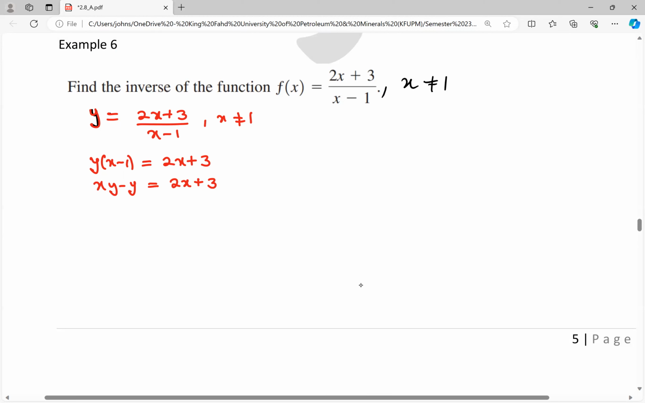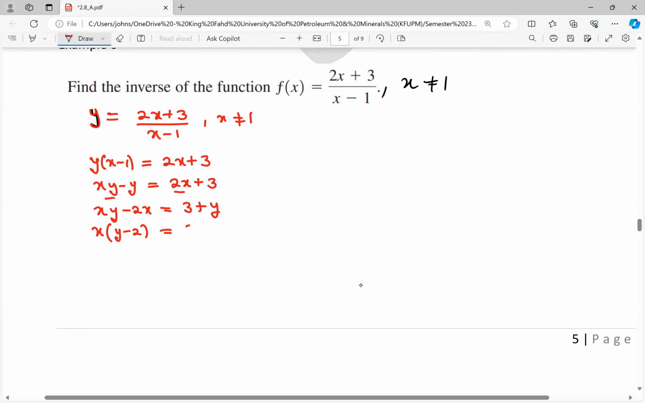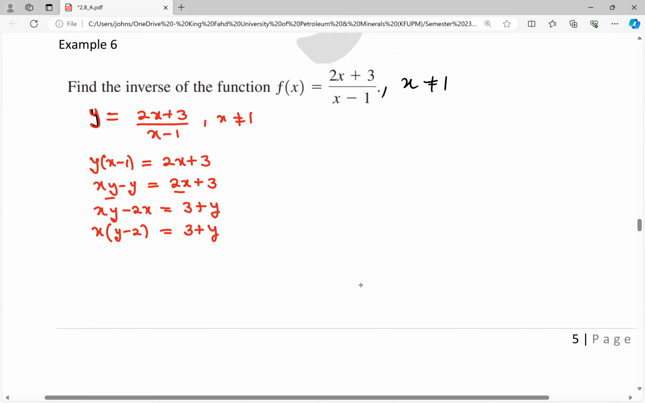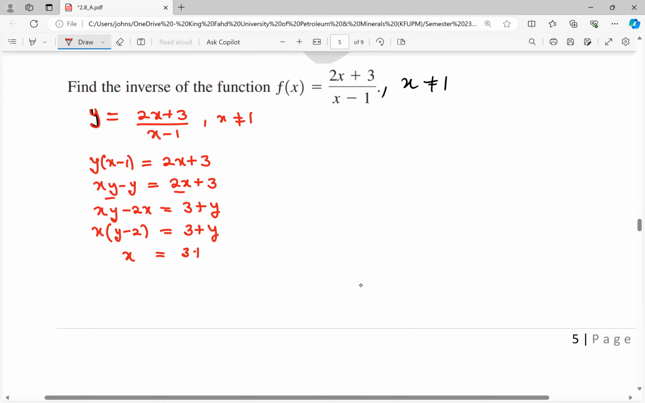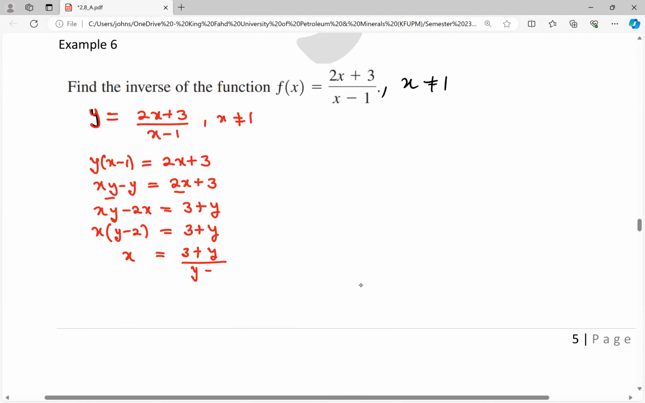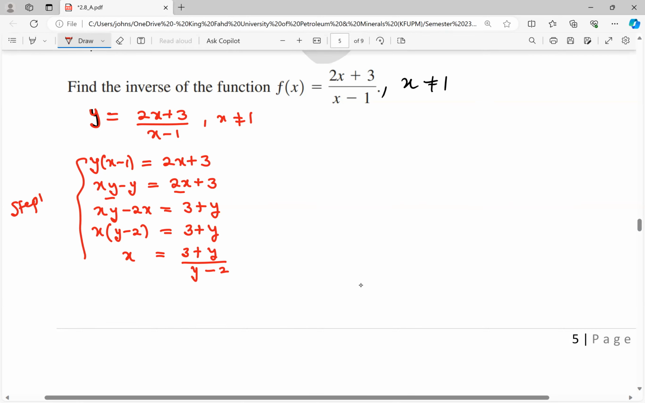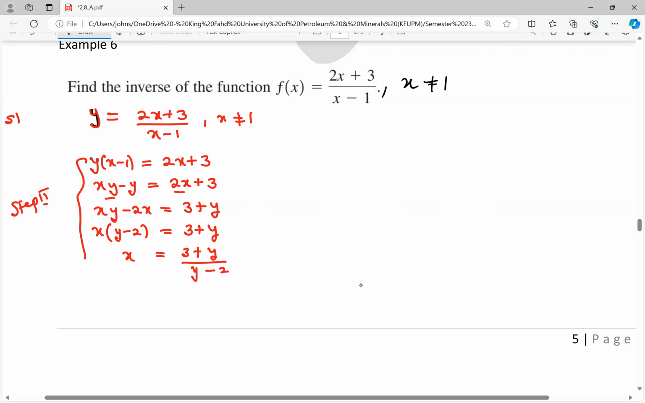Then, since we want to solve for x, we can put the x's together. So this is xy minus 2x equals 3 plus y. Then we can factor out x. So this is x times y minus 2 equals 3 plus y. And now x here is nothing but 3 plus y divided by y minus 2. So all of this is step 2, because here we are trying to solve for x in terms of y. And this one here is step 1.